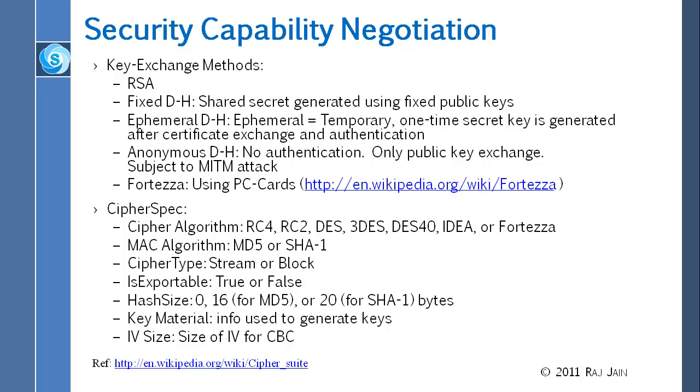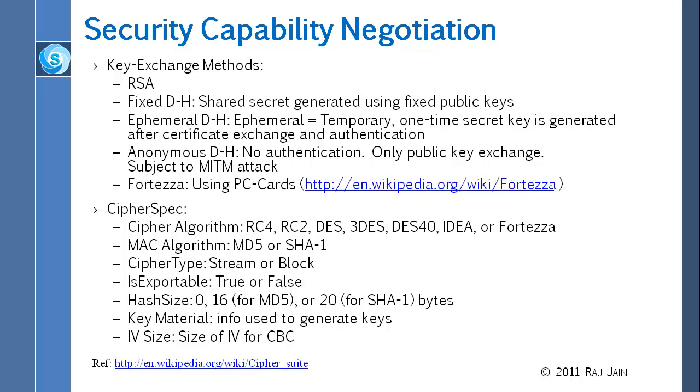Now Diffie-Hellman has three variations that they use. The first is called fixed Diffie-Hellman, the second is called ephemeral Diffie-Hellman, and the third is called anonymous Diffie-Hellman. The fixed one is the standard one that we have talked about, where you use the public keys and send the generator and your random number and so on. But ephemeral means temporary. A one-time secret key is generated after the certificate exchange and authentication. This one does not use the fixed public keys. After you do the certificate exchange and authentication, you generate a secret key, and that is used just one time. This is why it is called one-time, temporary, or ephemeral Diffie-Hellman.